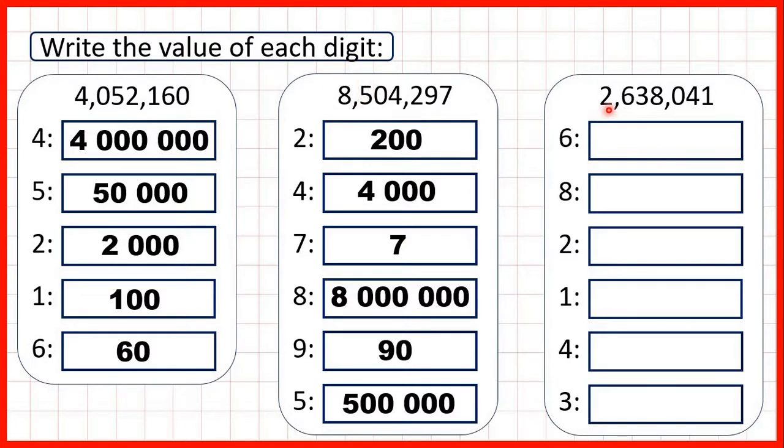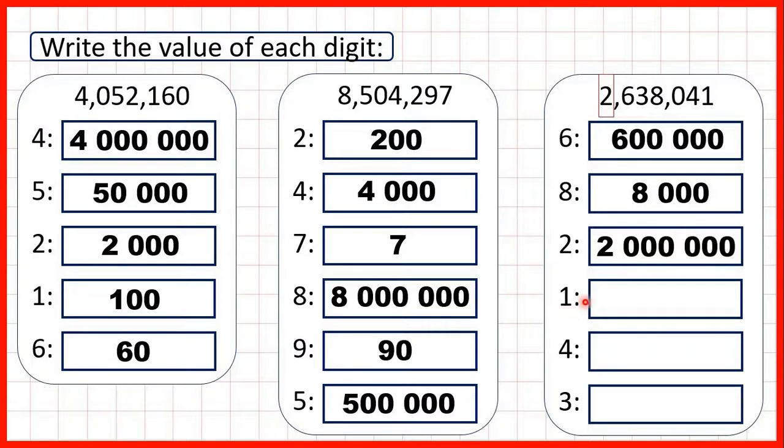Now we have 2,638,041. The 6 is in our 100,000s, so that's 600,000. 6 with 5 zeros on the end because we have 5 digits after the 6. The 8 is in our thousands, so that's 8,000. The 2 is in our millions, so that's 2 million, 2 with 6 zeros on the end.